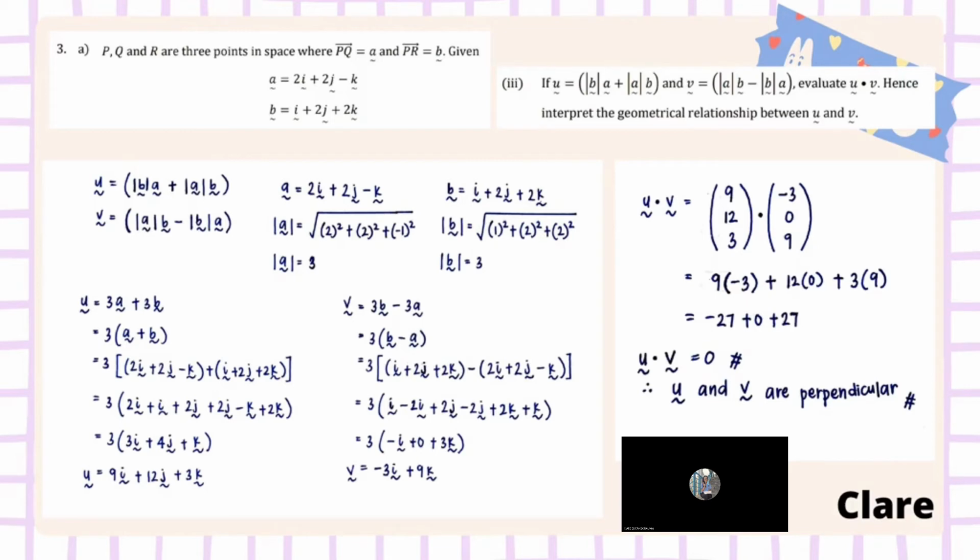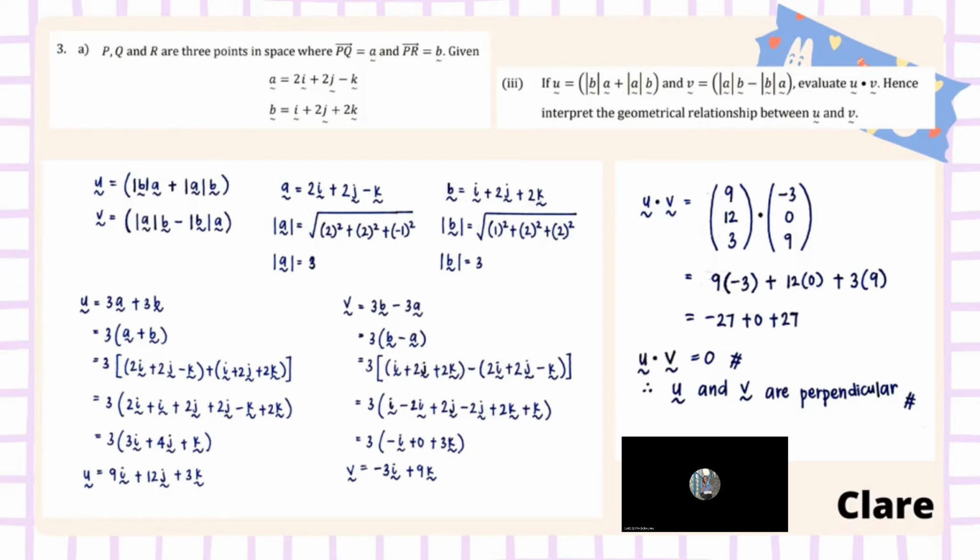Okay, question 3 Roman. A vector U equal to magnitude B multiply vector A plus magnitude A multiply vector V, and vector V equal to magnitude vector A multiply vector B minus magnitude of vector V multiply vector A. Evaluate scalar product of vector U and V, hence interpret the geometrical relationship between vector U and vector V.